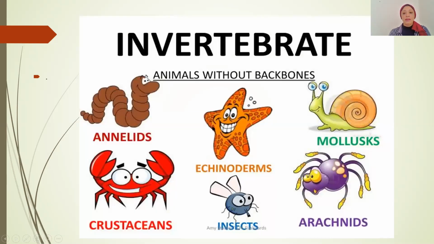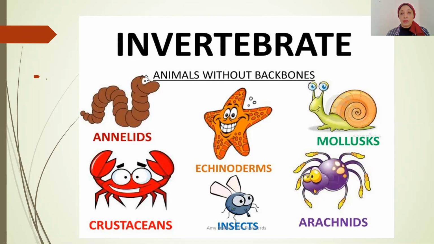And as I said before, because invertebrates are a lot of animals, they are divided into many groups, so it will be easier for scientists to study each kind of group. We have annelids that include the worms. We have crustaceans that include the crabs, echinoderms like the starfish, insects like the bee, for example, ants, cockroach, mollusks, including the snail, arachnids, including the spider.